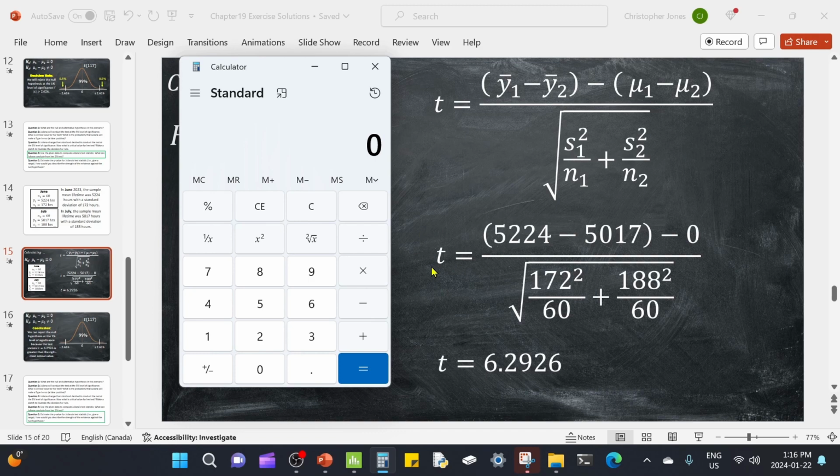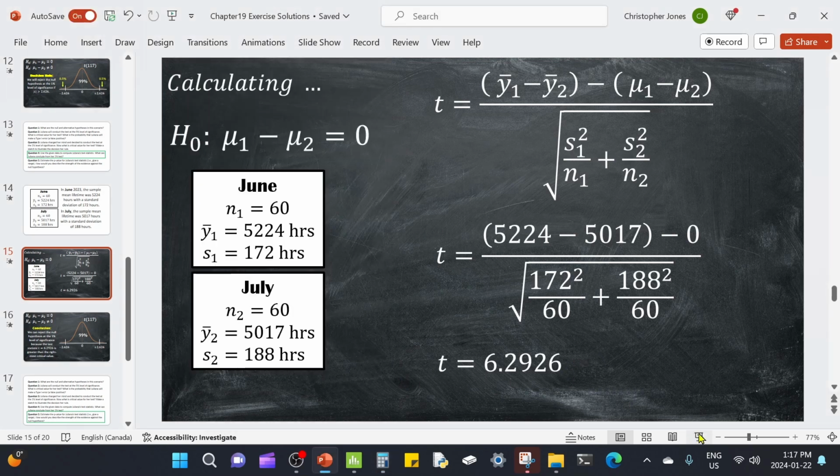So to complete the calculation, I take the sample mean from June, subtract from that the sample mean from July, and then I'll divide by this standard error for the difference between those sample means. And that's in the memory. So I divide by memory recall equals, and see I get 6.29259, so that rounds to 6.2926, which is the number you can see here.